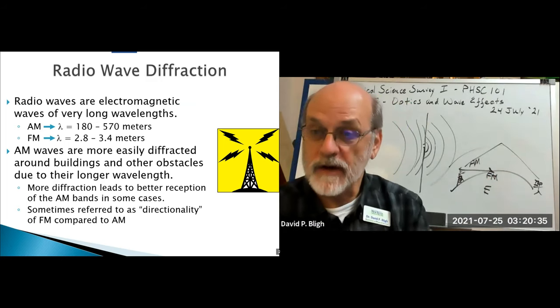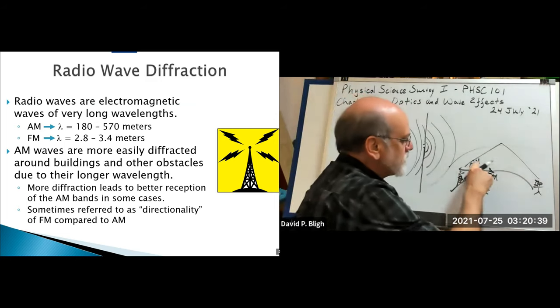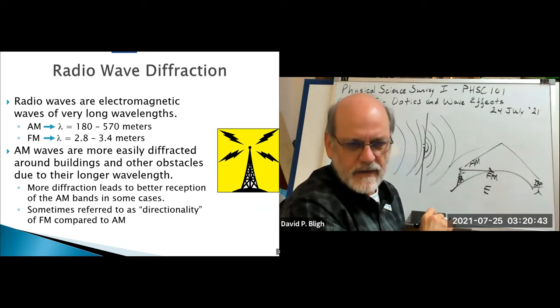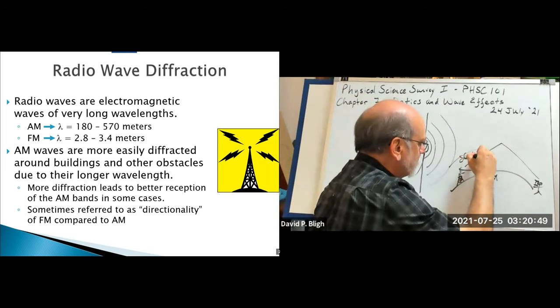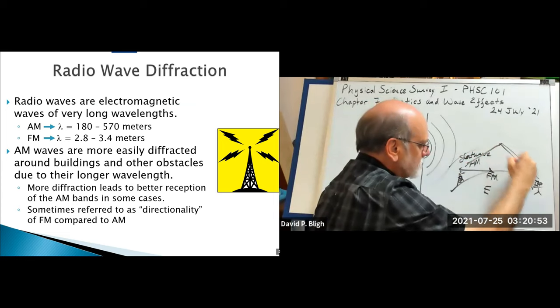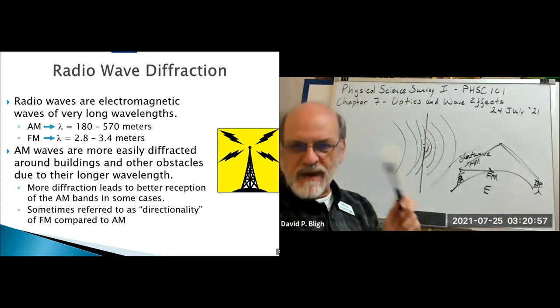And ham radio operators operate at even longer wavelengths. And they are more efficient at, let's see, what did I say? AM, FM, shortwave. Shortwave is even more efficient at using the ionosphere to bounce their signals.